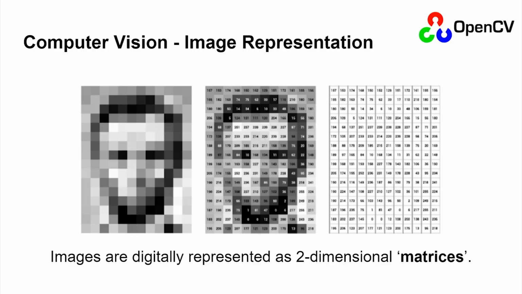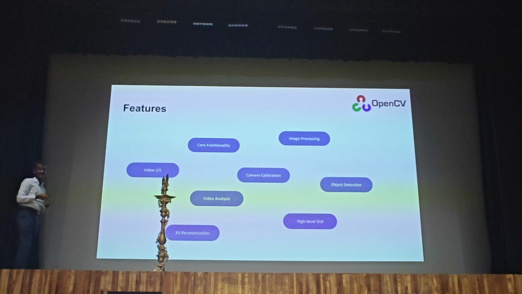Images are digitally represented as two-dimensional matrices, and that's what you can see over here without the pixel overlay. The next topic is camera calibration.